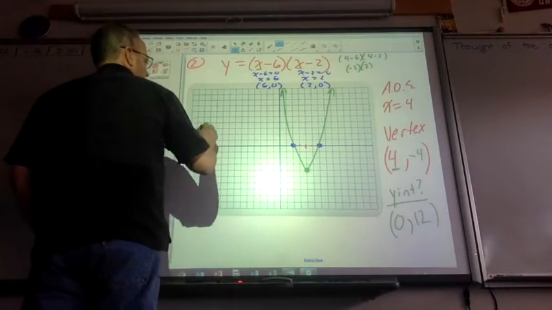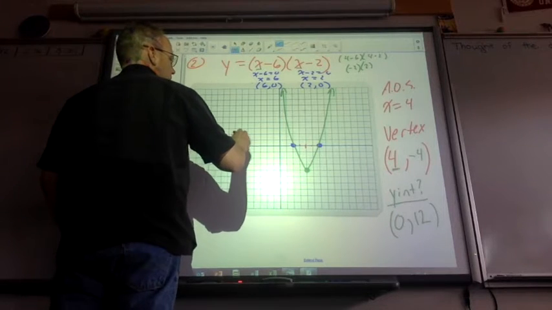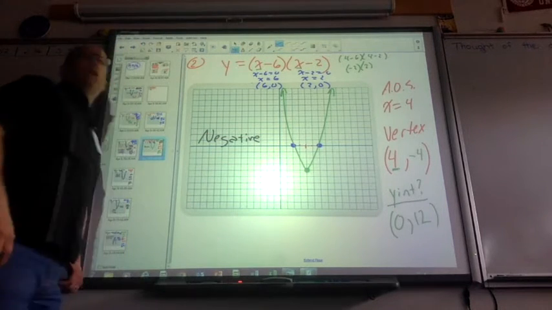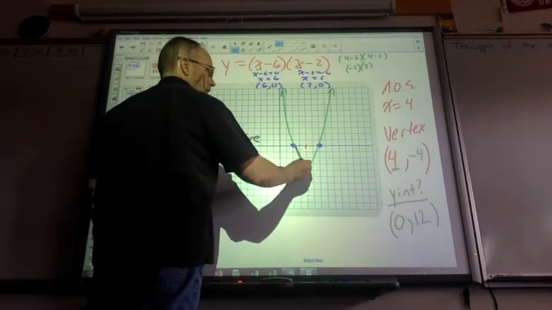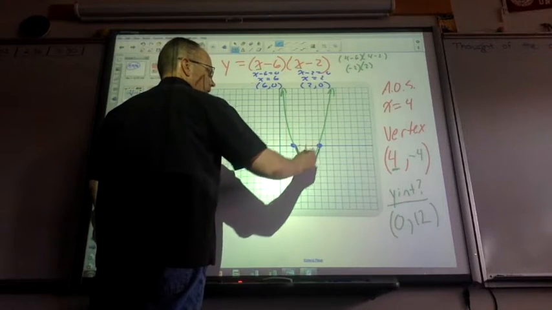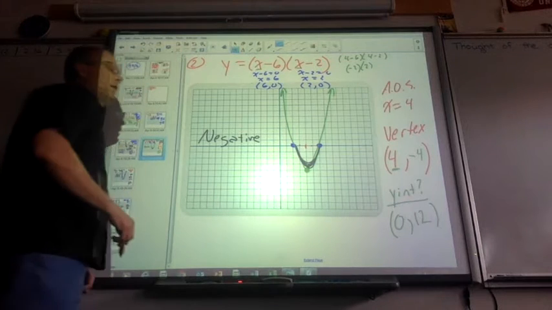Where is this graph negative? Where is it negative? Not everywhere. This is negative right here. Where is it negative?